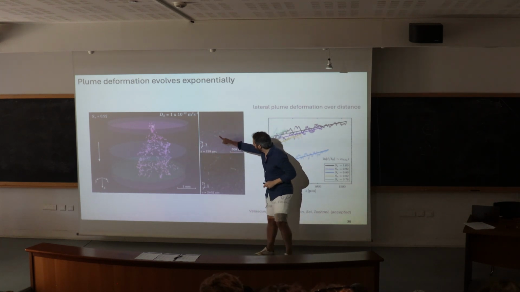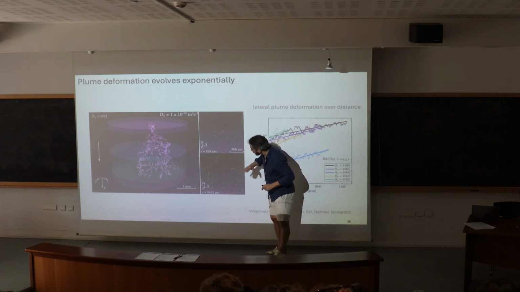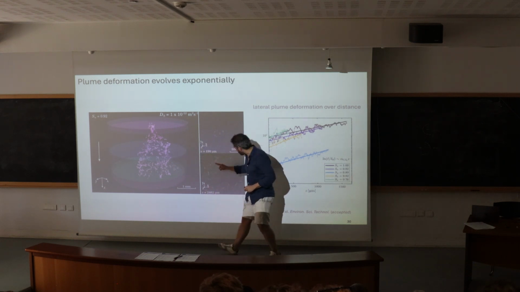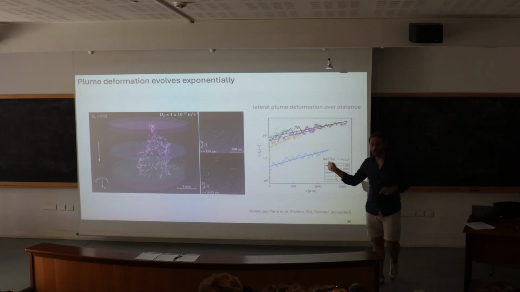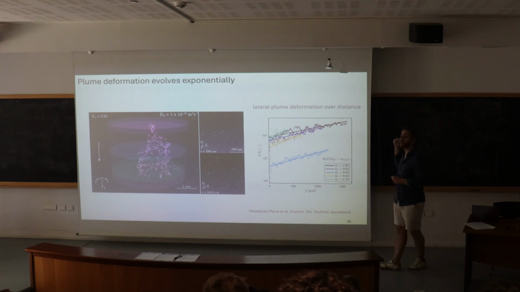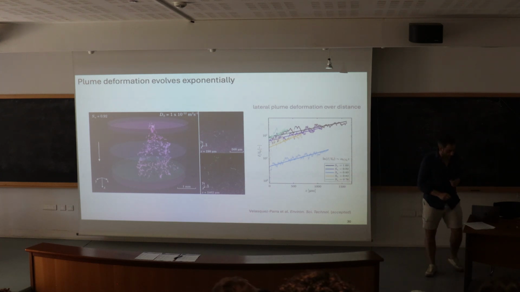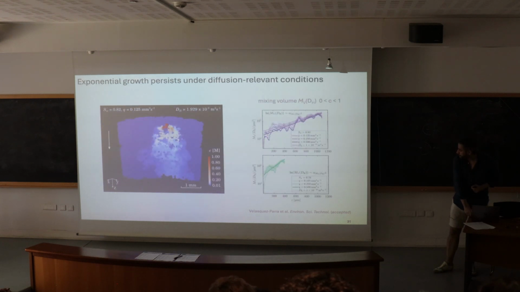You see here in purple this plane, and in green the intersection of this plane with the interface of the plume. We measured this length, and bingo, this interface length is growing exponentially with distance from the inlet. It means that we are deforming our plume exponentially. So it means that we have chaos also within the pore space and also in unsaturated conditions.